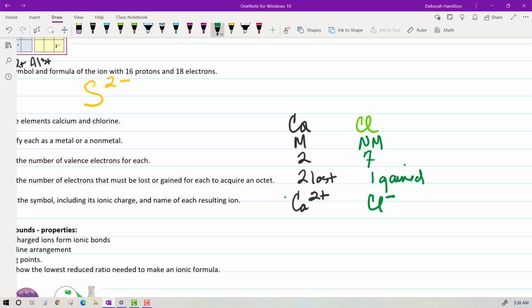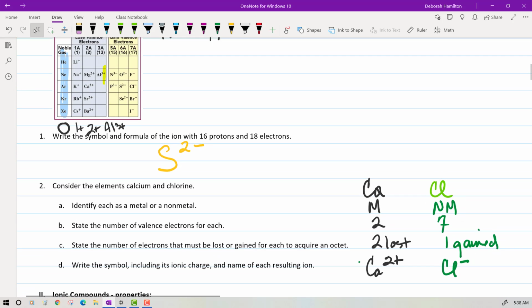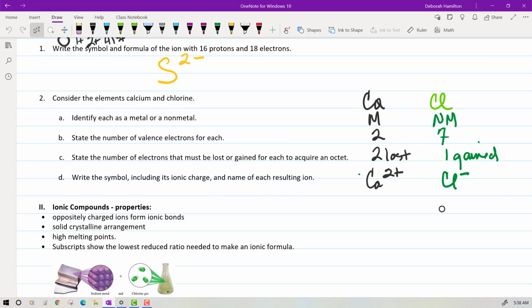That's how ions form. The periodic table gives you a lot of clues about what the charges on the ions are because of their location in the periodic table. The staircase divides your metals from your nonmetals, so make use of that good information. That ends this video. The next video will be on ionic compounds.